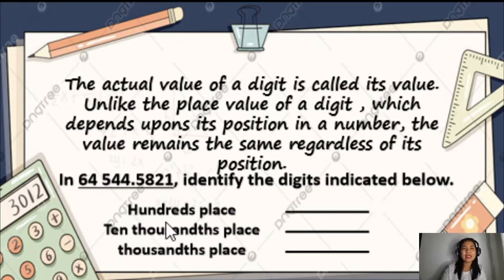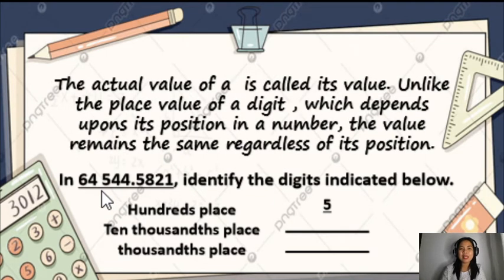So what is in the hundreds place? Hundreds. Wala siyang THS. So ibig sabihin ito ay whole number. Hundreds place. So we have here ones, tens, hundreds. So the hundreds place natin is 5. Next, we have 10,000ths place. Mapapansin nyo dito, yung spelling natin may THS, 10,000ths. So, ibig sabihin ito ay decimal number.